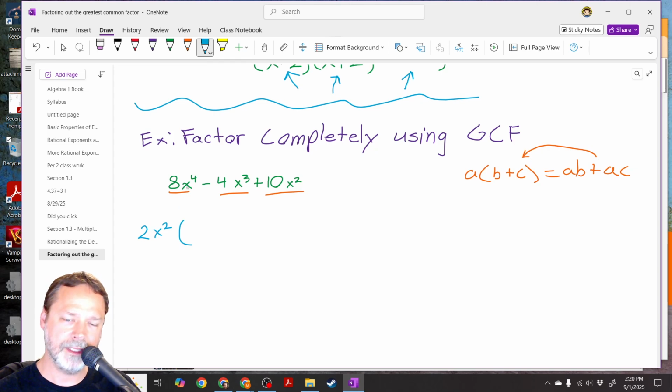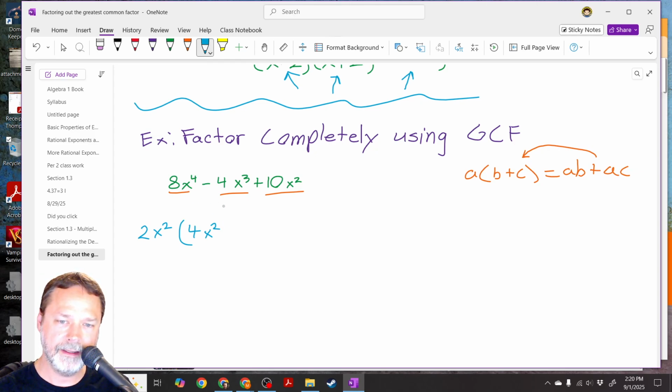2x squared times what equals 8x to the 4th? That's going to be 2 times 4 is 8, and x squared times x squared is x to the 4th. So 2x squared times 4x squared, 8x to the 4th. There you go. Piece of cake.